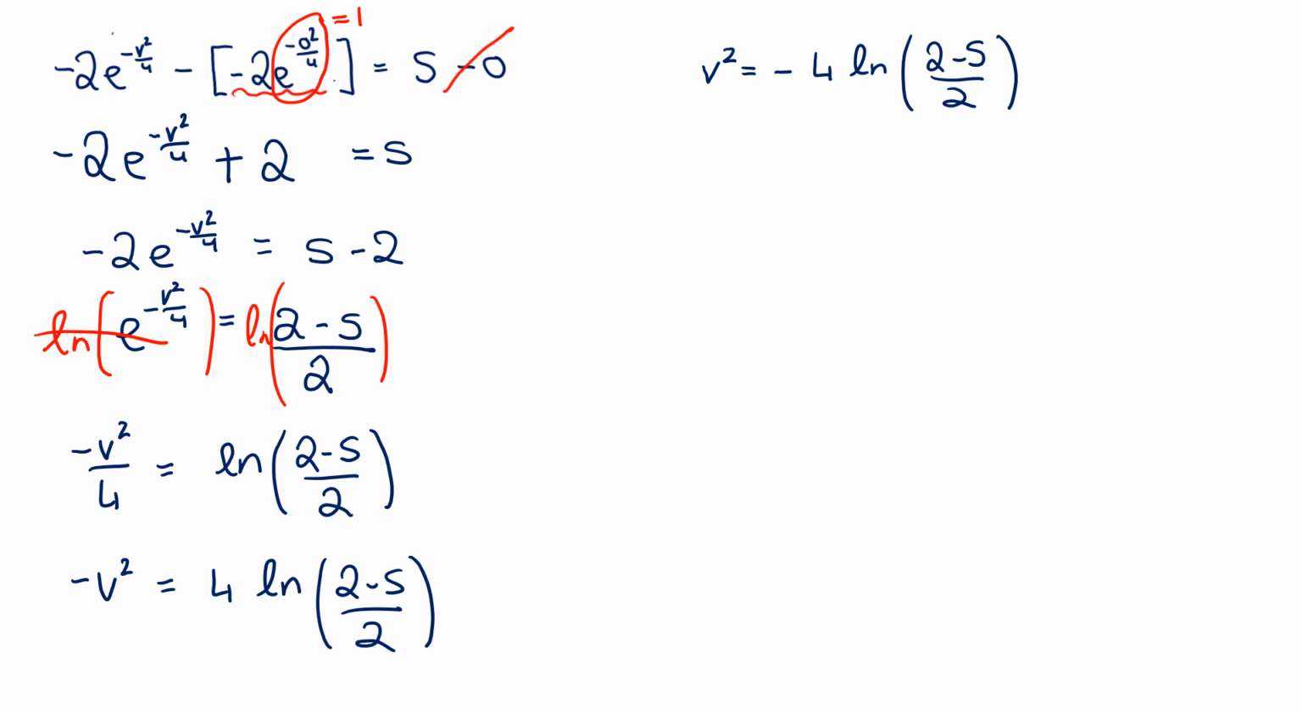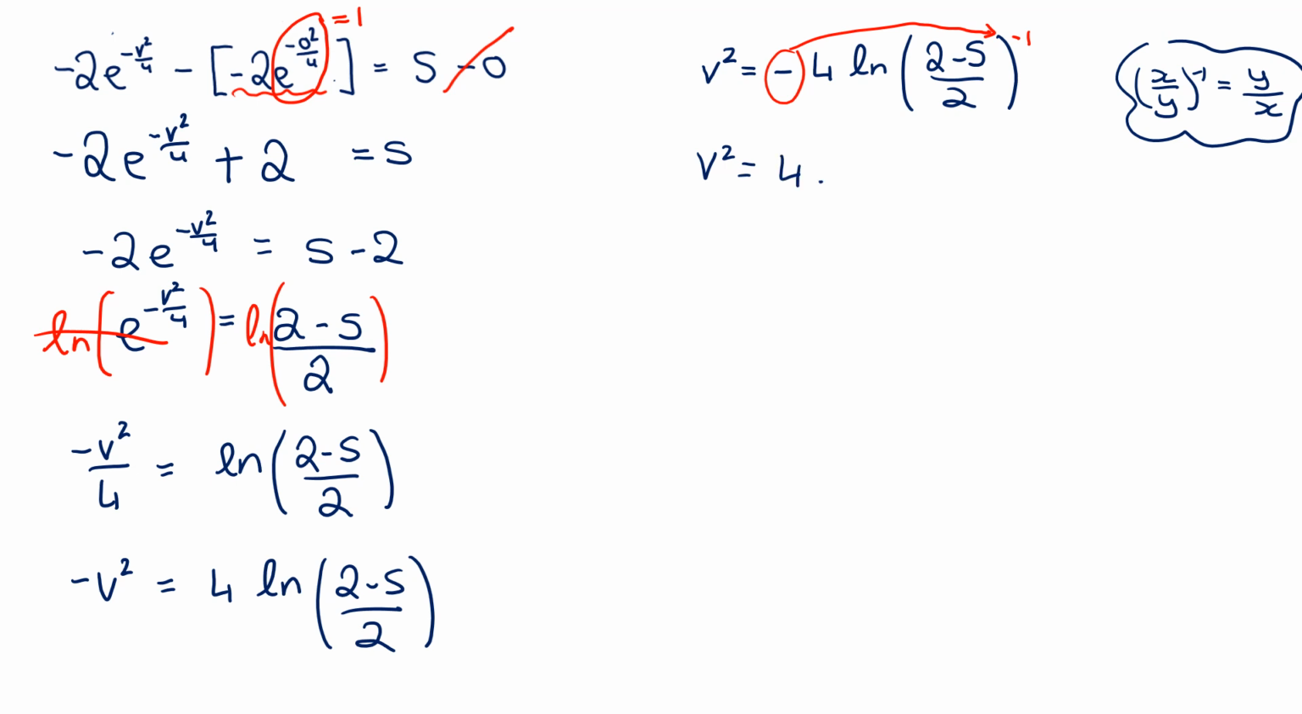If you prefer, you can bring this negative as a power. So that's going to be like a power of negative 1, which effectively, if you have a fraction to the power of negative 1, so imagine you have x over y and it's the power minus 1, it effectively gives you the reciprocal. It flips it. Okay, so we're going to use that fact here. So v squared is equal to 4 natural log. This then flips, so 2 over 2 minus s. So all it does is flip the fraction. It's the reciprocal.